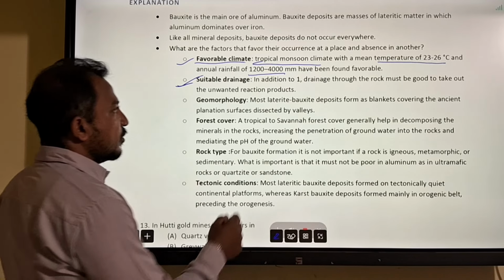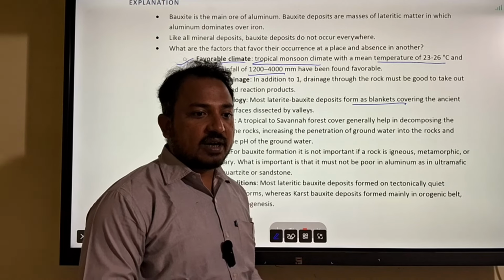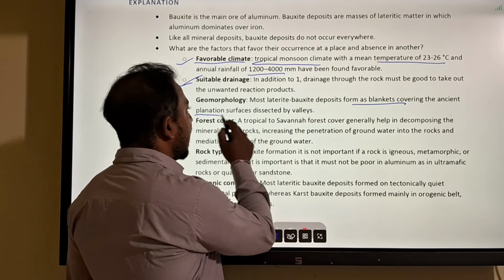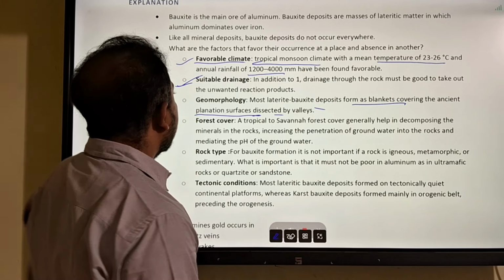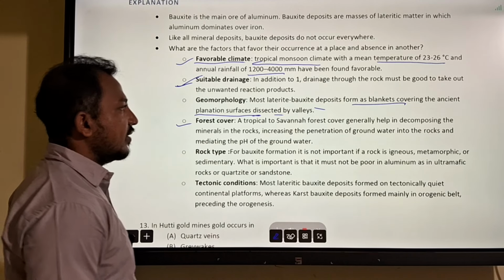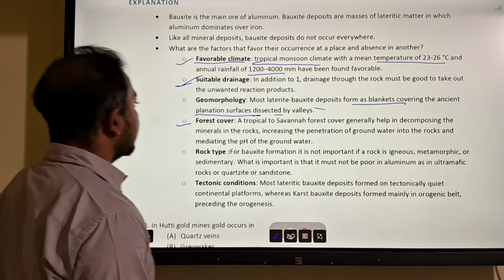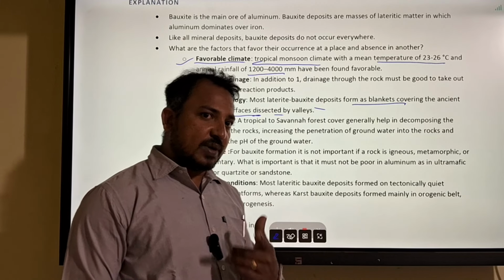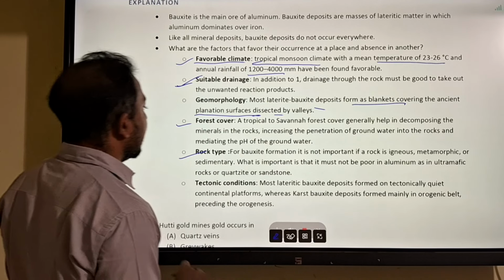Then geomorphology. Most lateritic bauxite deposits are blanket-type deposits, covering the ancient plantation surface that is dissected by valleys. Then forest cover is required, to decompose the rock by biological means. Then rock type, as I have told, any type of rock that is aluminum rich. It can be igneous, metamorphic, or sedimentary.